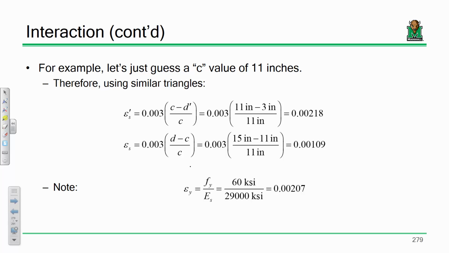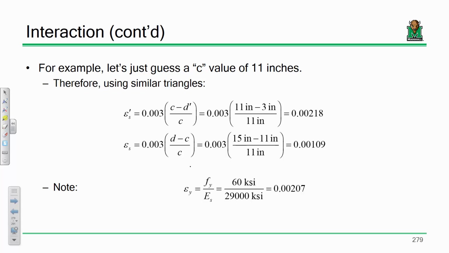There's nothing magical about that value because I'm going to do it for a whole range of C values. I'll show you the Excel sheet in a second. But let's just say C equals 11 inches. Now, if C equals 11 inches, here's how we would determine the strain in the upper layer of steel, and here's how we would determine the strain in the lower layer of steel. So look at these strain values, 0.00218, 0.00109.